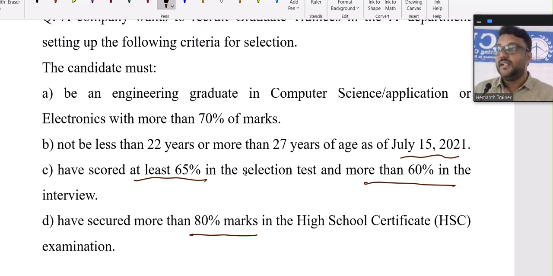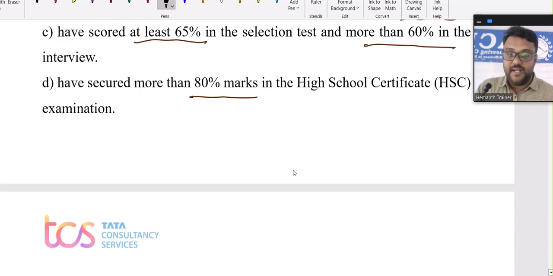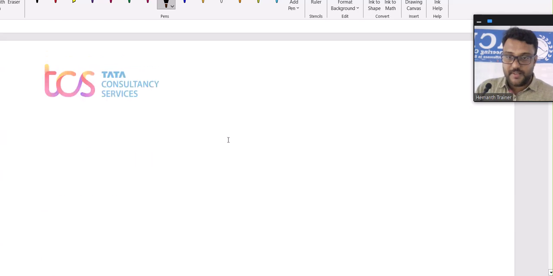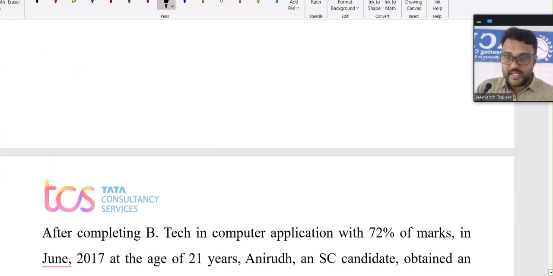Data insufficient. If data is not given, for all four conditions you should know the HSC percentage, the BTech engineering percentage, maybe the written test percentage, the interview percentage, and the age. If this is not given in the question, then you may go with data insufficiency also. Don't go for exemption C and D, sir. When it is failed, you will go for exemption. When it is failed or selected, how can you know if the data is not given, right? So, what is the data you are talking about, sir? I'll just show you that point. Yeah, this is the data I'm talking about.